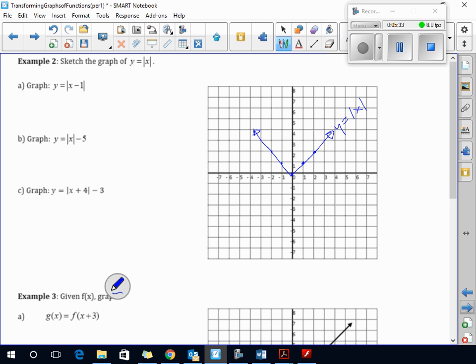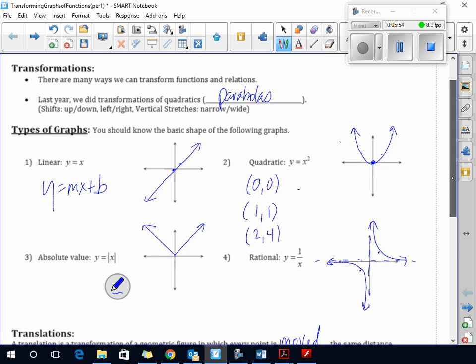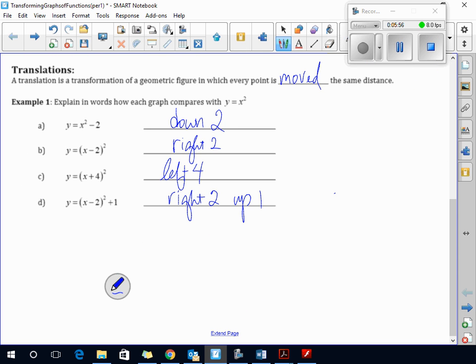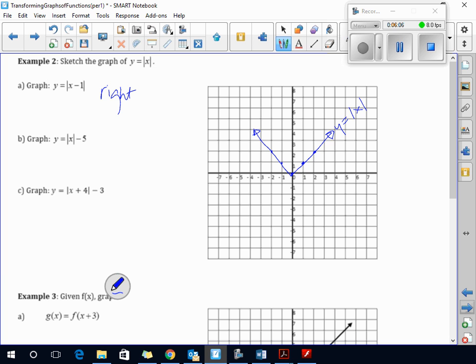Does anybody want to change their answer now? Yeah, it's actually going to the right one. This is the same thing as the parabola over here, where it was inside the brackets. Inside, do you see, this is the squaring function of the parabola. The function gets squared. So do you see when we go back to this absolute value, the function is the absolute value. So if it's inside, it's affecting the input or your x. So as a result, it's going to go right one.